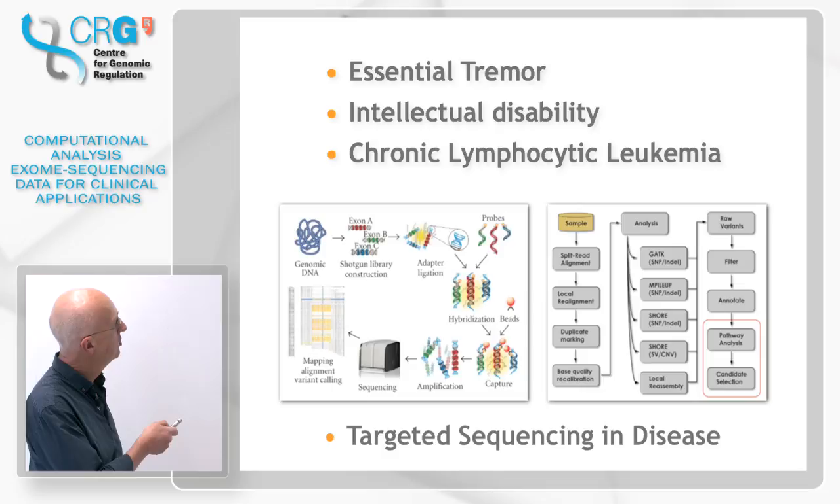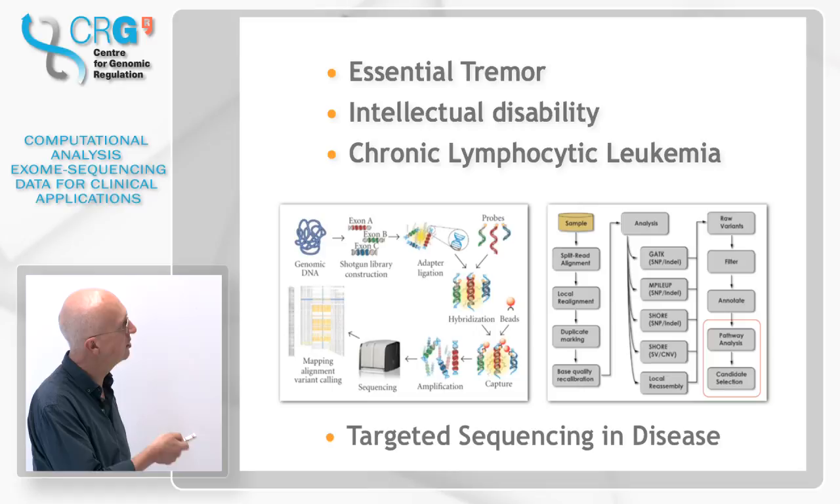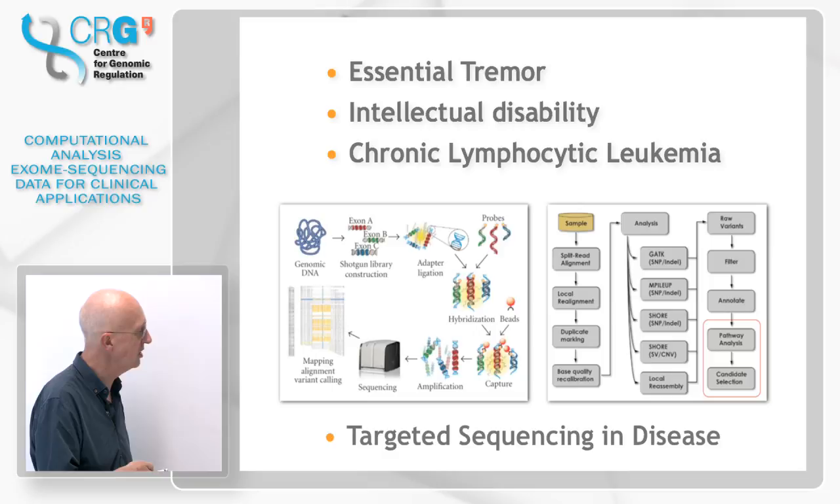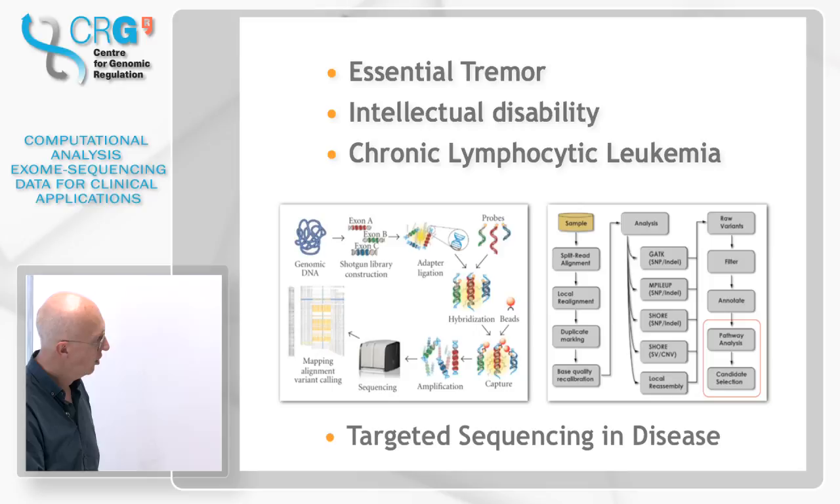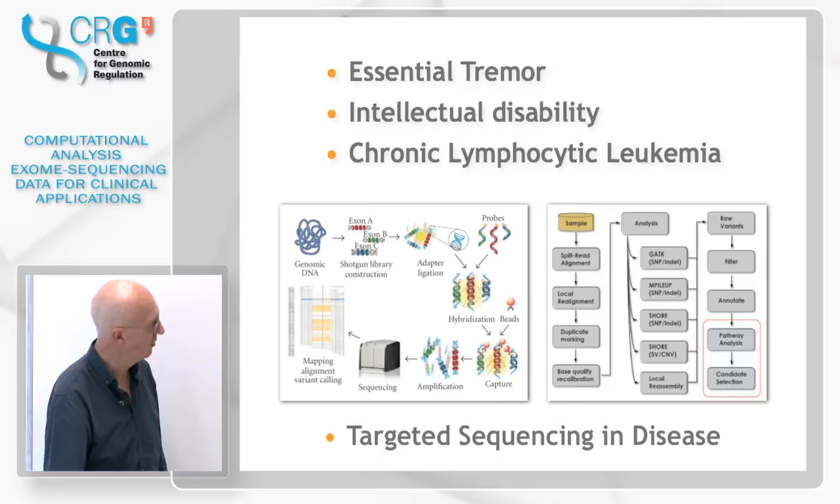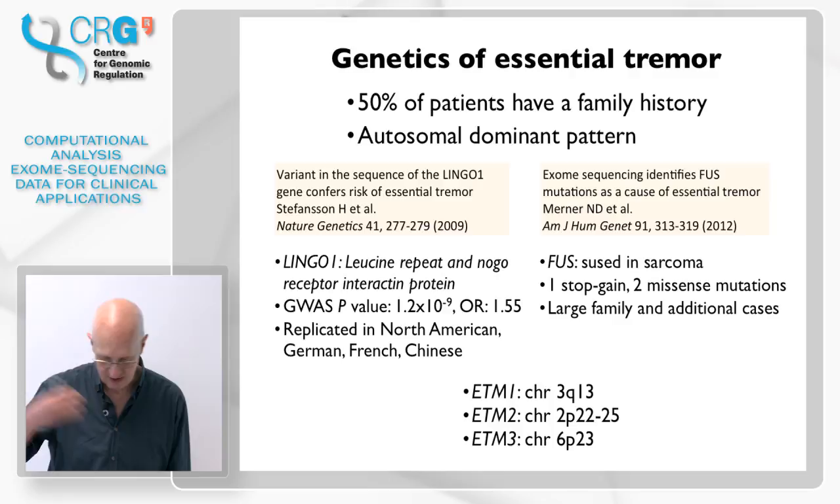So I'm going to give some examples of applications of next generation sequencing to these three phenotypes: essential tremor, intellectual disability, and CLL, as examples of the approaches that are being used, in which there is either exome sequencing in most of the cases, or whole genome sequencing, and then the use of pipelines for analysis, or you could also perform targeted resequencing for a given phenotype or for a given disorder.